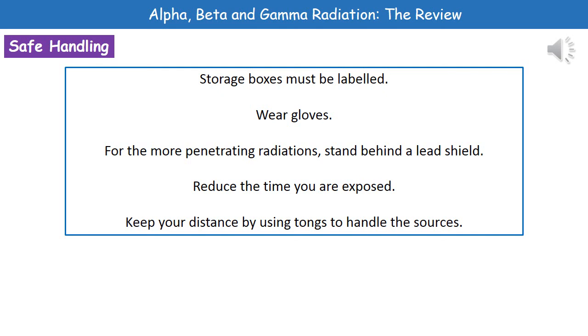First thing is that whatever we're storing them in must be appropriately labelled with the radioactive sign and what's actually contained. Anytime we are handling it, we should be wearing gloves. If we're talking about the more penetrating radiations, then really we should be standing behind a lead shield or wearing a lead apron. You should always minimise the time that you're exposed to these radiations, and always keep your distance. So as opposed to picking it up with your hands, you should use tongs to handle the sources so it's not coming into close contact with your skin at all.